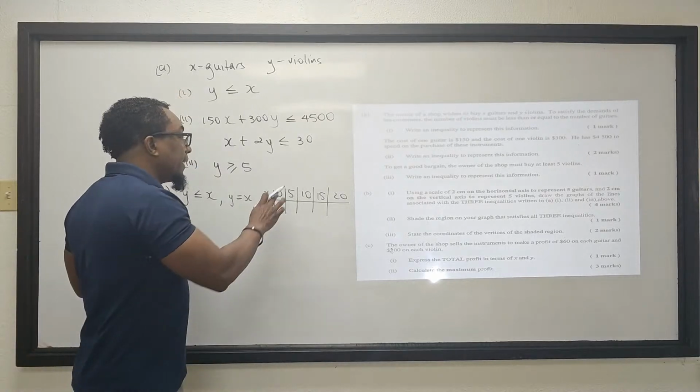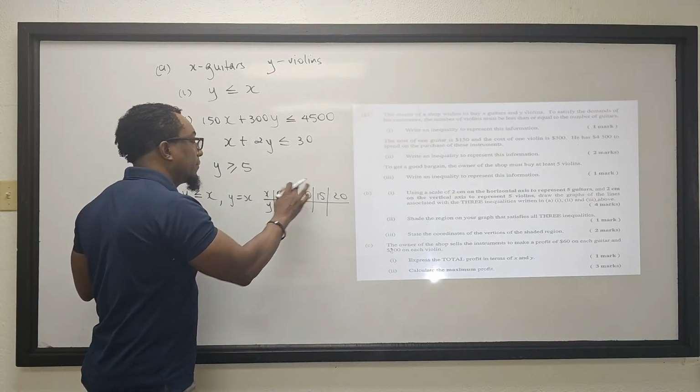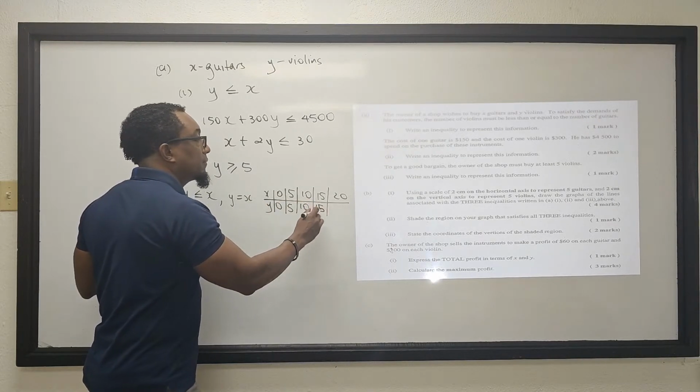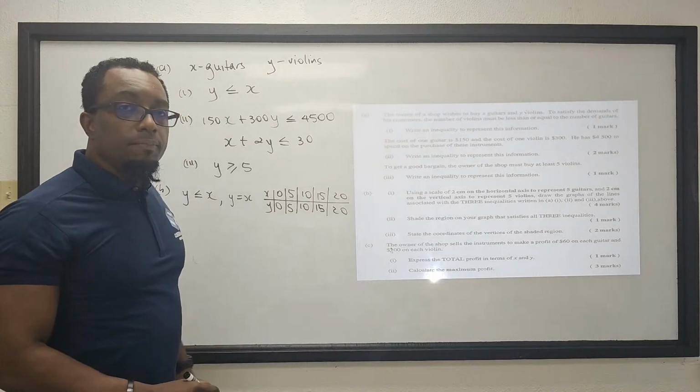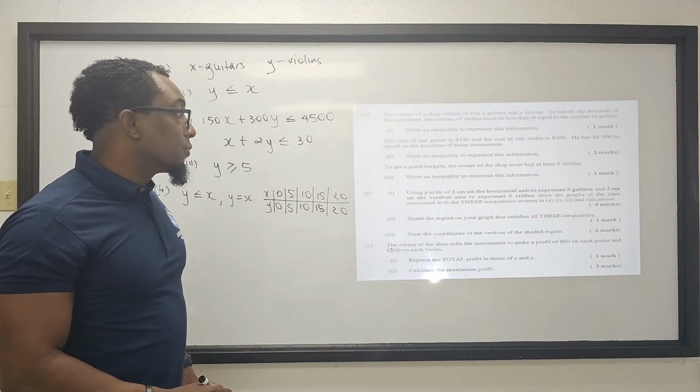Right? So when x is 0, y is 0. When x is 5, y is 5. When x is 10, y is 10. When x is 15, y is 15. When x is 20, y is 20. So that's your first line. You'll be able to draw.